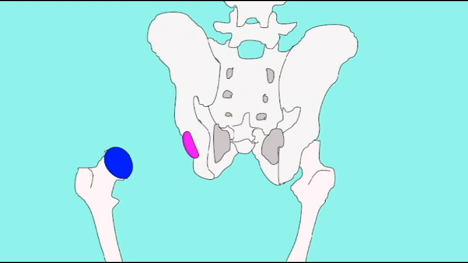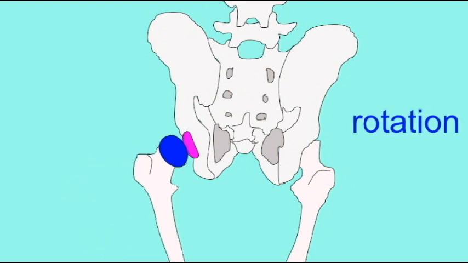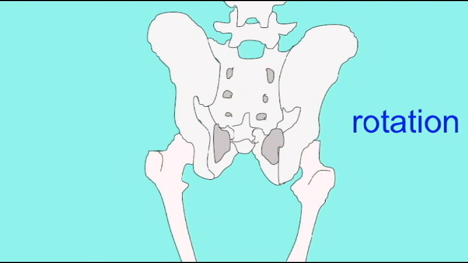Ball and socket joints are referred to as multiaxial because they allow for movement in multiple planes, not only abduction and adduction, and flexion and extension, but they also allow rotation, and so the hip joint is capable of both medial and lateral rotation.